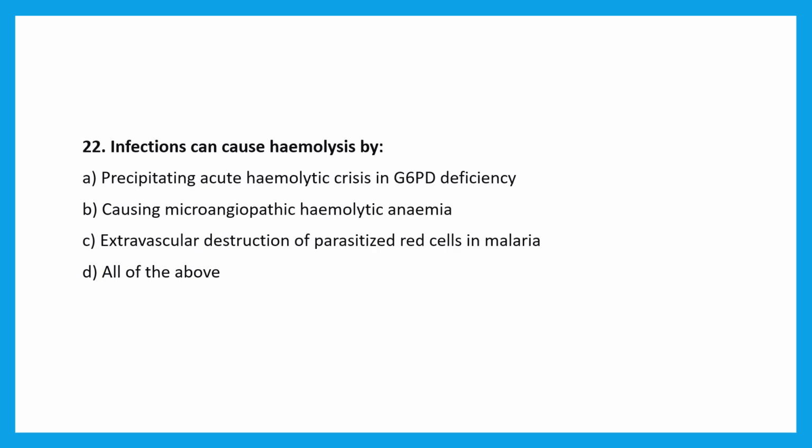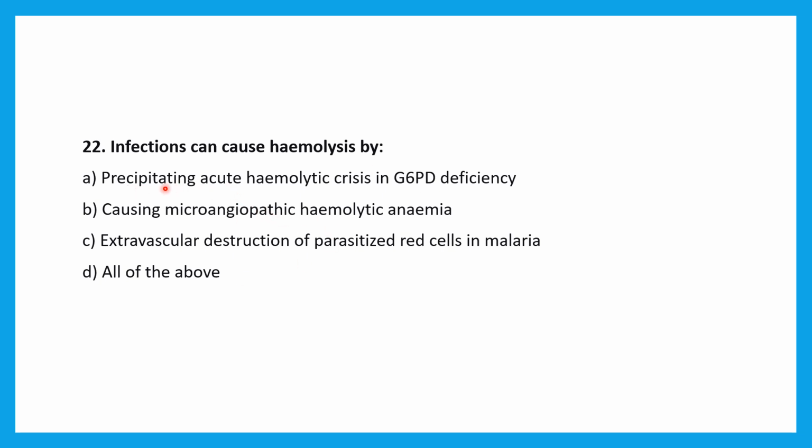Infections can cause hemolysis by what? A, precipitating acute hemolytic crisis in G6PD deficiency, B, causing microangiopathic hemolytic anemia, C, extravascular destruction of parasitized red cells in malaria, and D, all of the above. Question 22. Do we agree that precipitating acute hemolytic crisis in G6PD deficiency is very correct? Because when you talk about oxidative stress, these infections can precipitate crisis in G6PD deficient individuals.